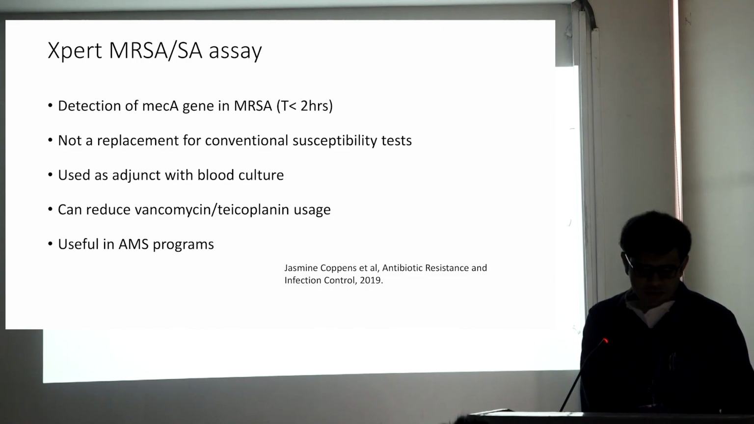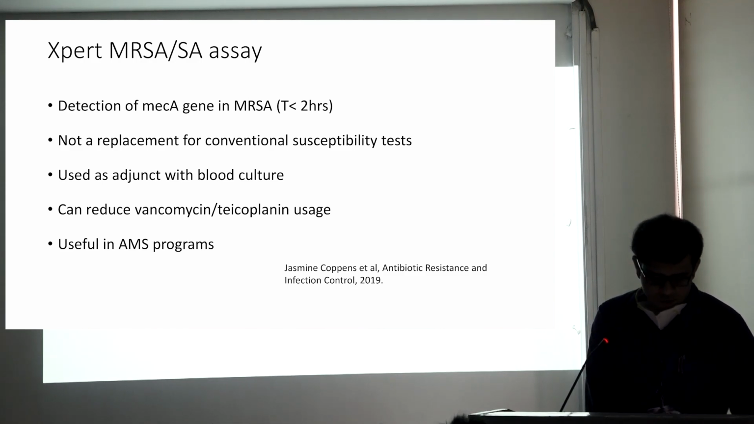This platform is also used for diagnosis of MRSA. MRSA, or Staph aureus, is not a big problem in our country, but in Western countries, Staph aureus is the main organism causing sepsis. So they are using the Xpert platform, and the turnaround time is around 2 hours. So within 2 hours, you can get a diagnosis of Staph aureus.